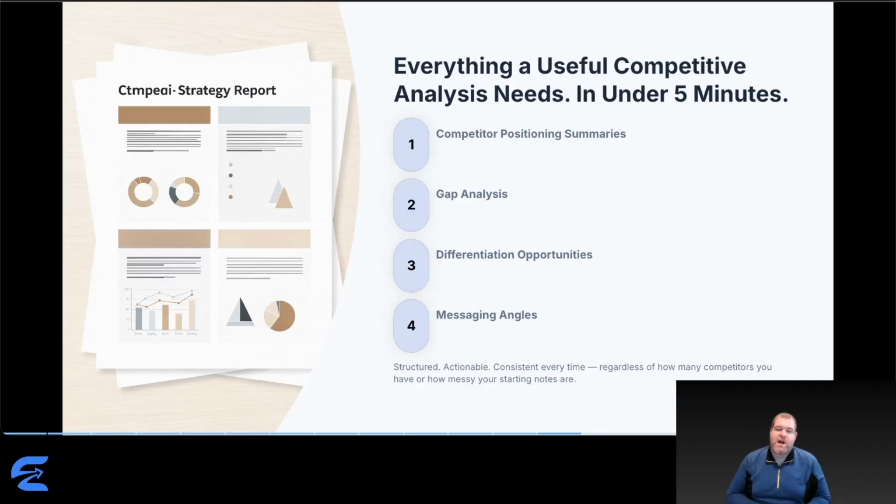One prompt, 4 output sections: competitor positioning summaries, gap analysis, differentiation opportunities, and messaging angles. Under 5 minutes. And the quality is consistent regardless of how many competitors you're analyzing or how messy your starting notes were. That consistency is actually one of the less obvious benefits here. Manual research quality varies based on how much time you had, how tired you were, or whether it was at 7 a.m. or 9 p.m. AI output quality is determined by the research you provide and the structure of your prompt, not your energy level on a given Tuesday.